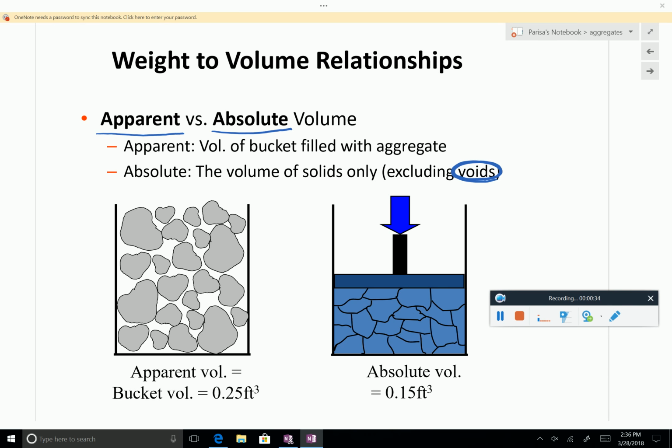Voids. Voids, exactly. So if you exclude the voids between the aggregates, granular media, and if you had a way to put everything together completely packed, then you had absolute volume.